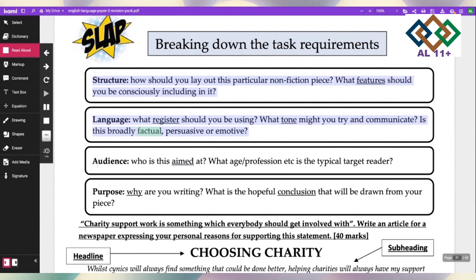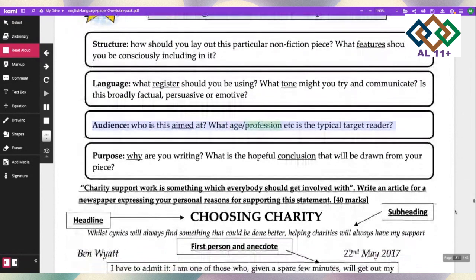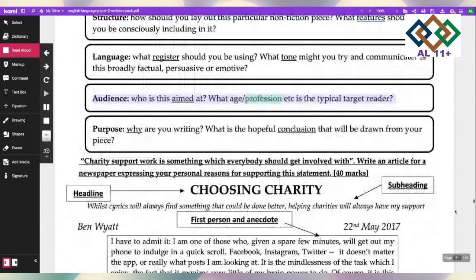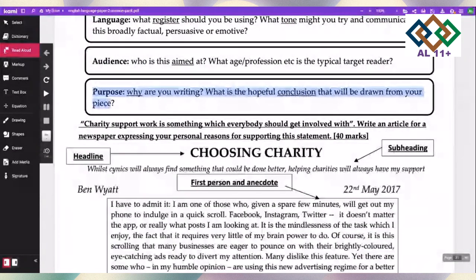Is this broadly factual, persuasive, or emotive? Audience: who is this aimed at? What age, profession, etc. is the typical target reader? And purpose, the main one. Why are you writing? What is the hopeful conclusion that will be drawn from your piece?